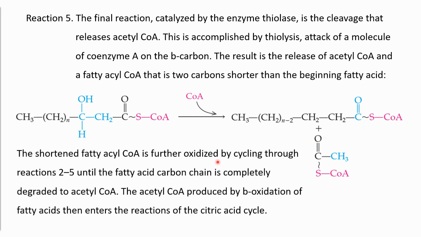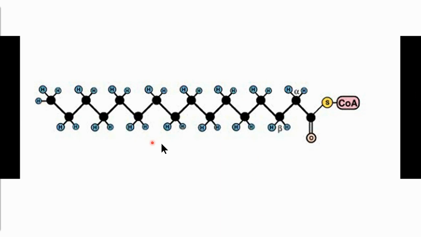Okay? Now take note that the shortened fatty acyl coenzyme A is further oxidized by cycling through reactions 2 to 5. Okay? So paulit-ulit yon hanggang maubos siya. And acetyl coenzyme A is produced by the beta oxidation of fatty acid, and then it enters now the citric acid cycle or the Krebs cycle. So this is actually what it looks like. Pasensya na medyo may audio siya kasi ni-record ko lang to ng screen. The website where this originally came from is no longer available because they no longer support Flash programs. Okay?